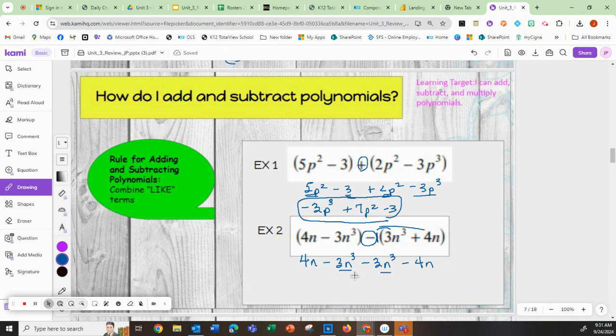The n to the thirds are the highest degree terms, so I'm going to combine those first. That gives me -6n to the third, and the positive 4n and the -4n are going to cancel.